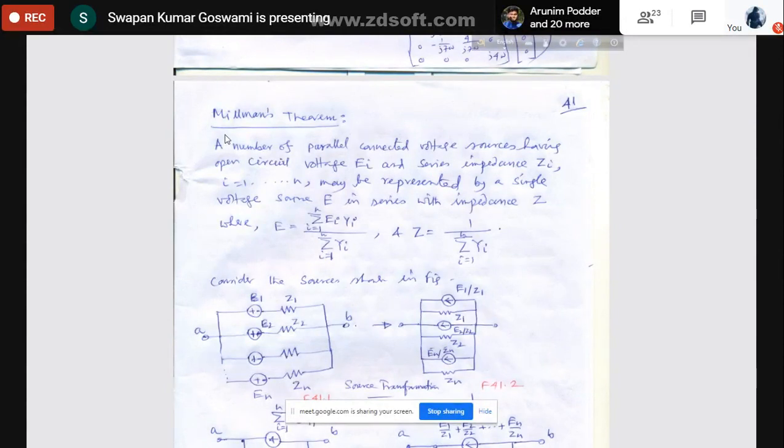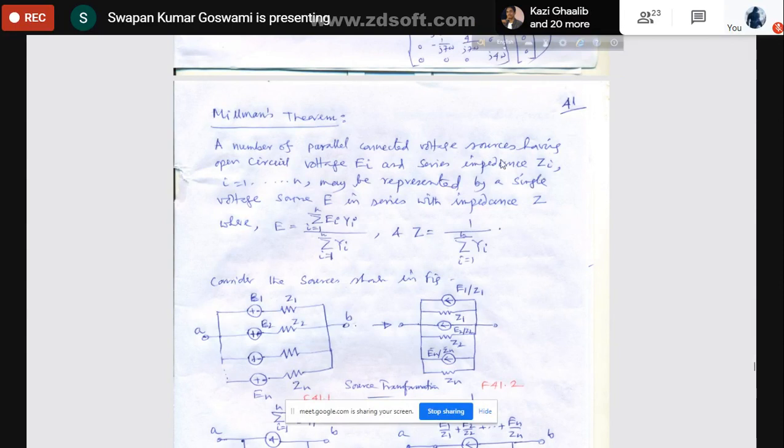You see that basically this is nothing but an application of source transformation that we have studied previously. What is this Millman's theorem? According to this theorem, a number of parallel connected voltage sources having open circuit voltage Ei and series impedance Zi may be represented by a single voltage source E in series with impedance Z.